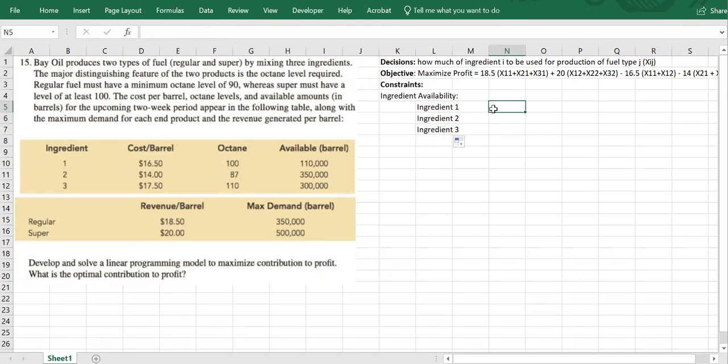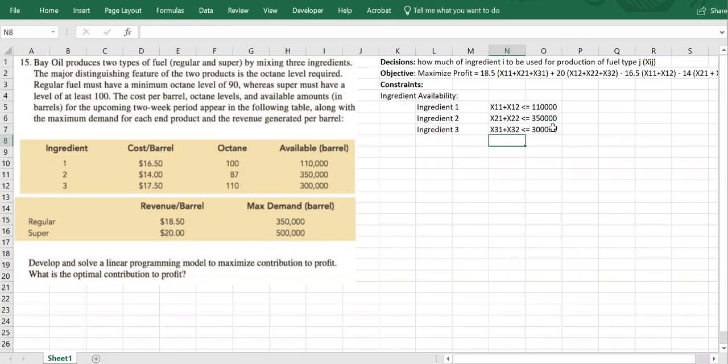For each one of them, the total amount used of each ingredient should be less than or equal to the maximum available amount. So for ingredient 1, the total amount used is X11 plus X12, and this should be less than or equal to 110,000 barrels. X21 plus X22 should be less than or equal to 350,000. X31 plus X32 should be less than or equal to 300,000.